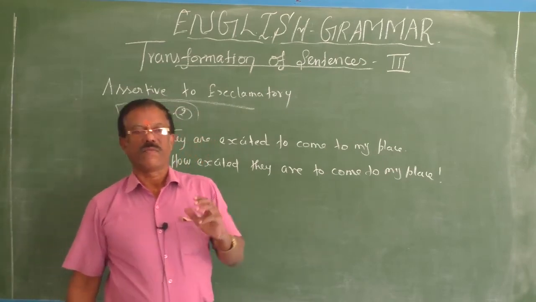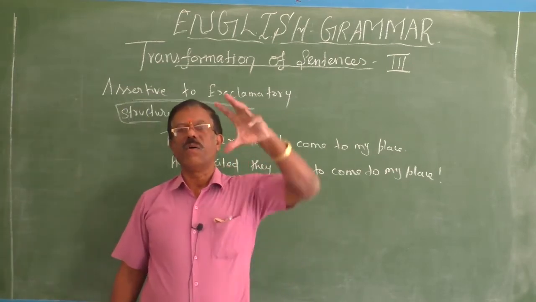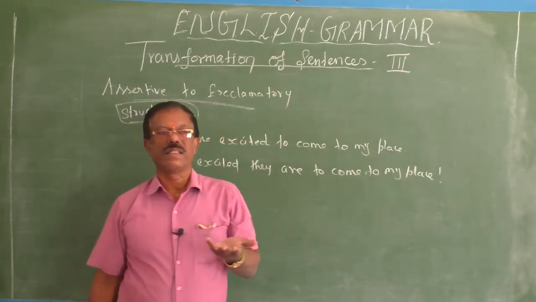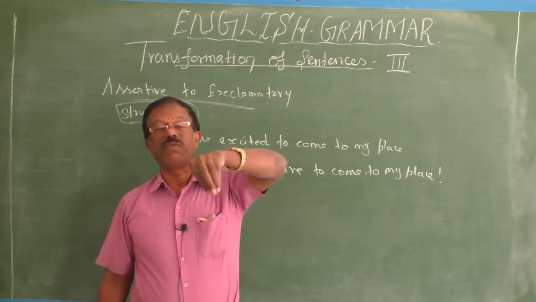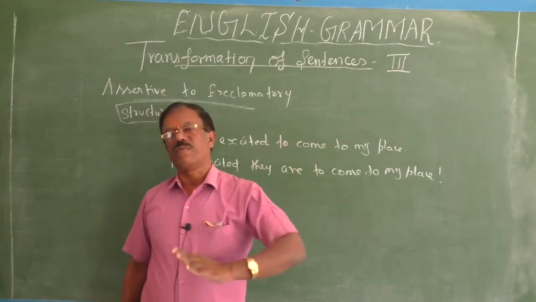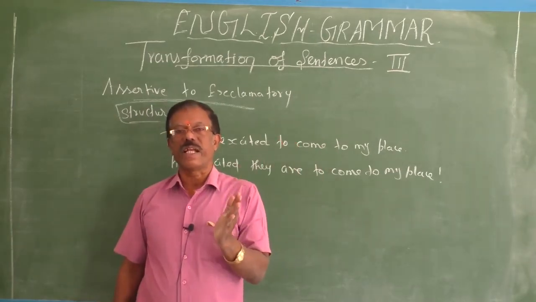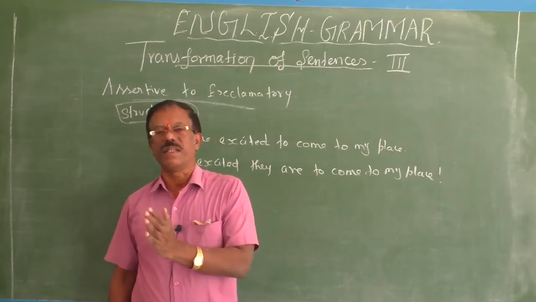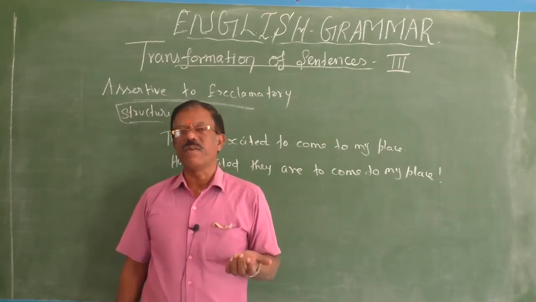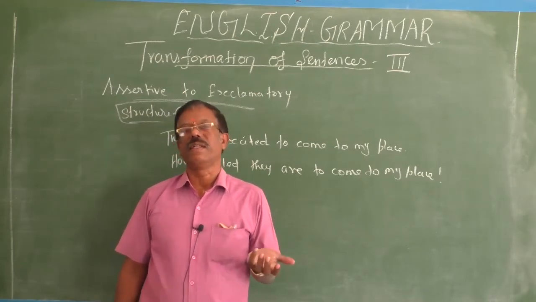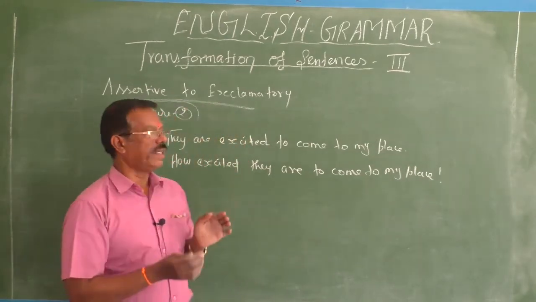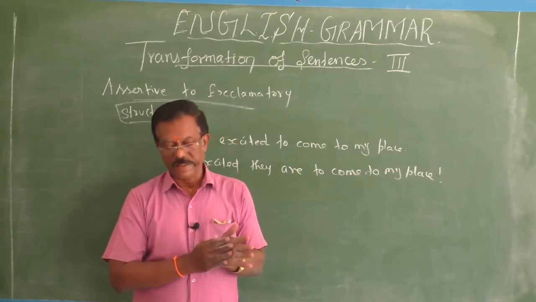One is an affirmative sentence where you can have a noun phrase as a subject complement. Another type of affirmative sentence has an adjectival phrase as a subject complement. If you have a noun phrase in the affirmative sentence, then you have to transform such sentences into an exclamatory sentence that begins with what. If you have an adjectival phrase as a subject complement, then such sentences must begin with how in their exclamatory form. Okay, fine.